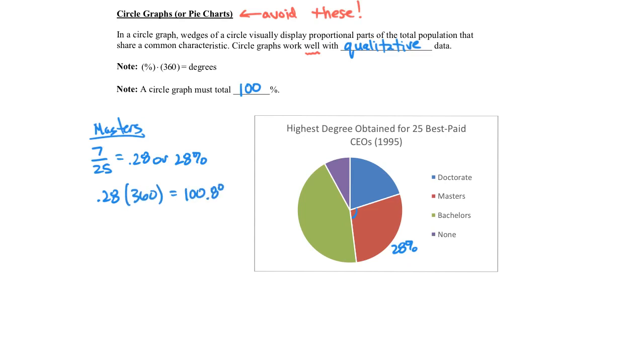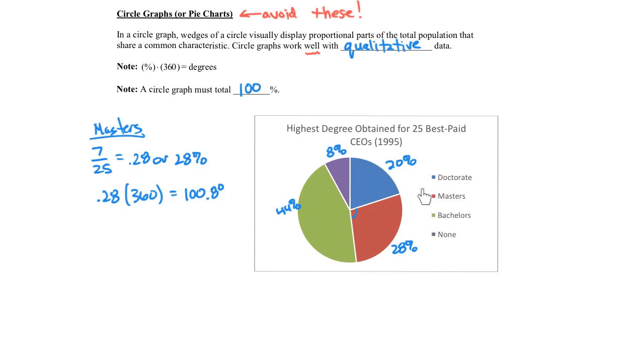So you can imagine how fun it is to get your protractor out and measure 100.8 degrees, and then you have to repeat it for each of these, and it gets really messy. So they're really not done by hand very often. I'm just going to fill in these percentages here, because a lot of times you will see this on the graph. And all it means is that 28% of those CEOs had a master's degree.